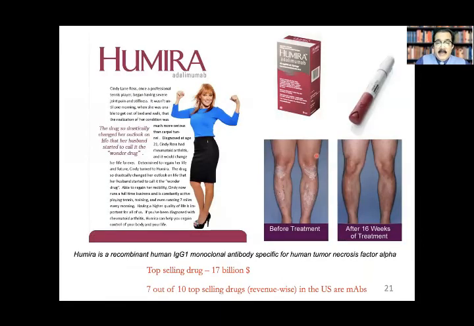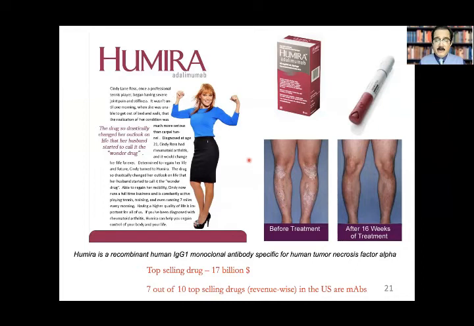Okay. And if you turn on television in the United States, you see this commercial for Humira all the time. It is actually a recombinant IgG1 monoclonal antibody against TNF alpha. This is actually the top-selling drug in the United States today, about $17 billion every year.